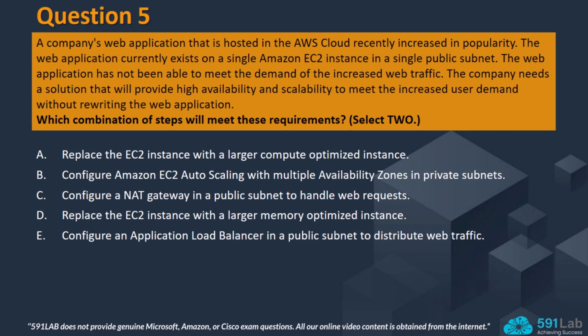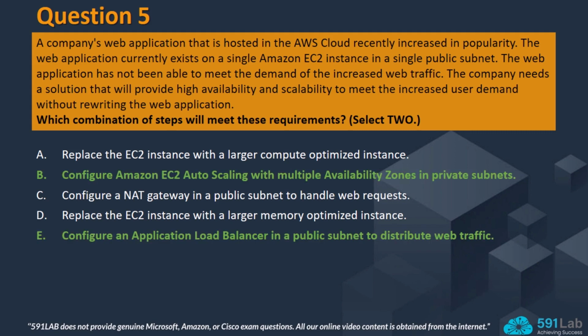So option E is configure an application load balancer in a public subnet to distribute web traffic. Application load balancer distributes incoming web traffic across multiple EC2 instances, providing both scalability and high availability. Placing the ALB in the public subnet allows it to receive incoming requests, while the EC2 instances can be in private subnet for security. Option B and E together provide a solution that enables auto scaling across multi-AZ and distributes incoming web traffic using the application load balancer, ensuring both high availability and scalability for the web application. So the correct answers are option B and option E.